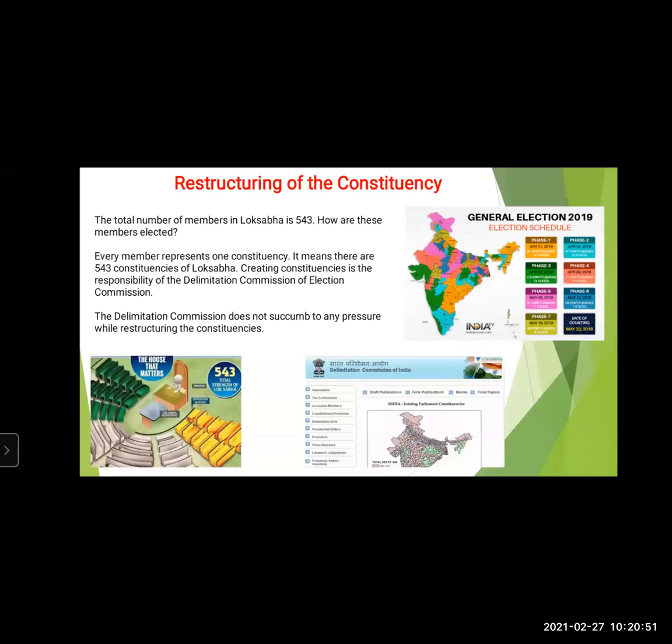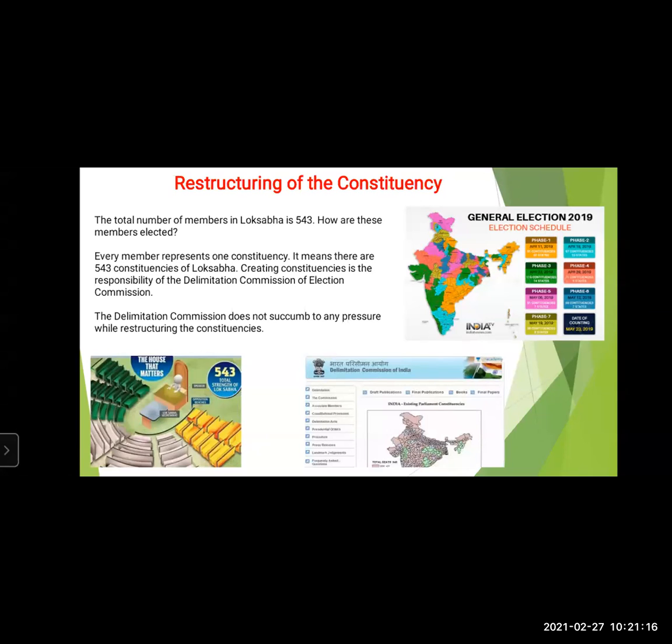So how are these members elected? Every member represents one constituency, that is one electoral division or ward. So it means there are 543 constituencies of Lok Sabha because there are 543 members. Creating the constituencies is the responsibility of the Delimitation Commission of the Election Commission.